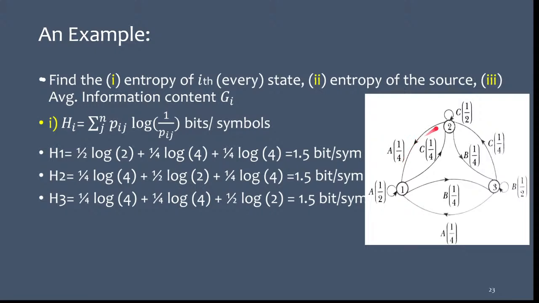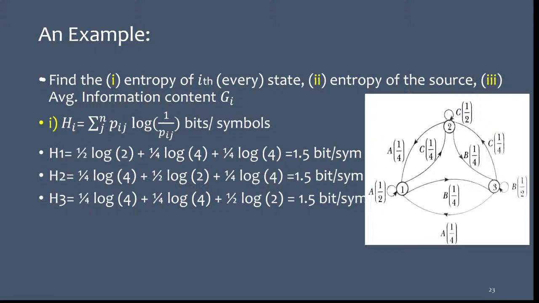Similarly, for state 2, what are the transitions we have? One transition, second transition, and here the third outgoing transition. And what are those probabilities? We substitute them here and find out the entropy of this particular state. Similarly for H3. So this gives the entropy of each state.